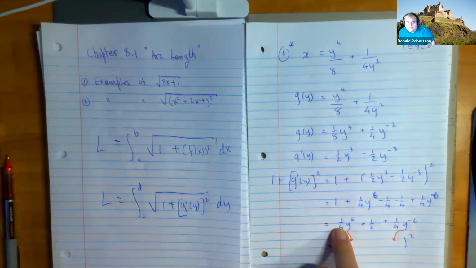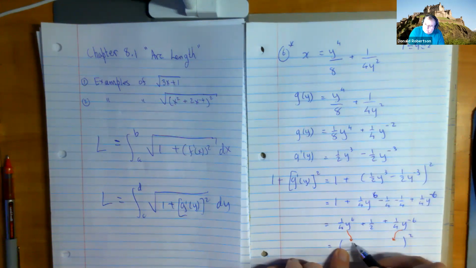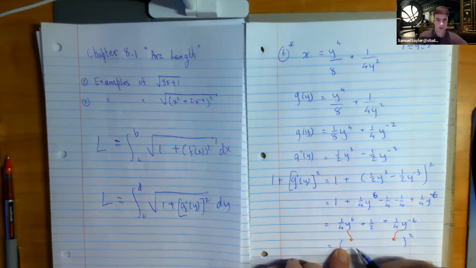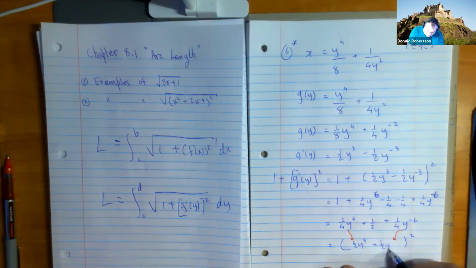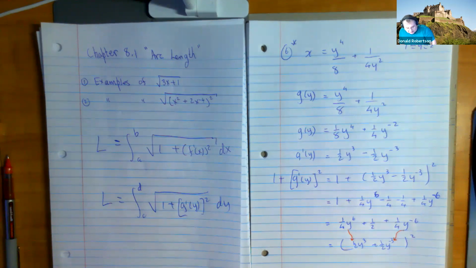One quarter y to the 6. What the heck does 1/4 y to the 6 get you? One half y to the 3rd. And won't this guy get you 1/2 y to the negative 3? And we were just quite happy in saying the half will sort itself out, because it always does.